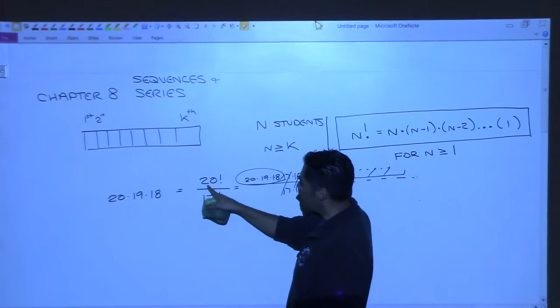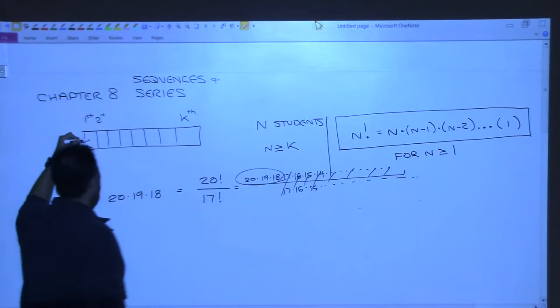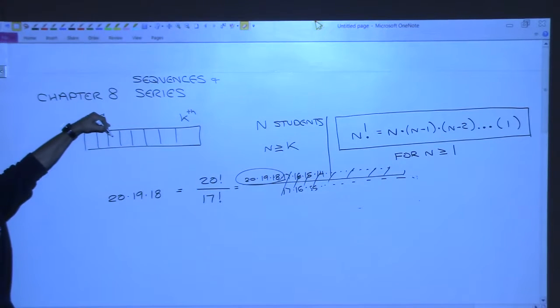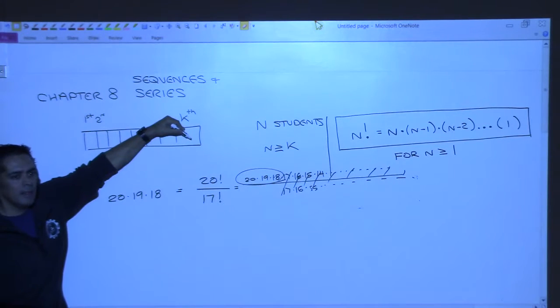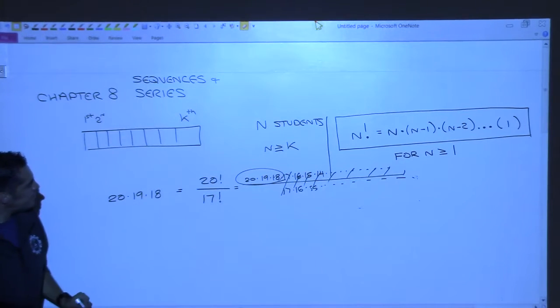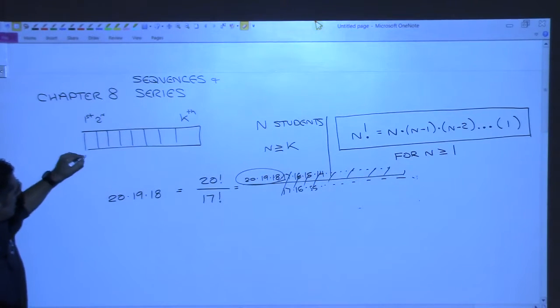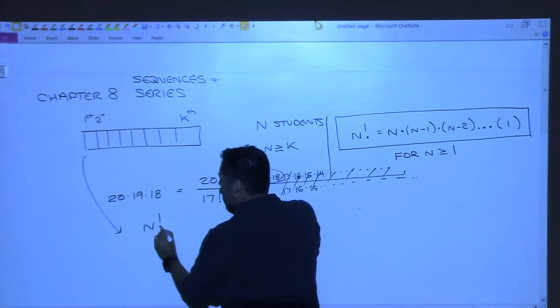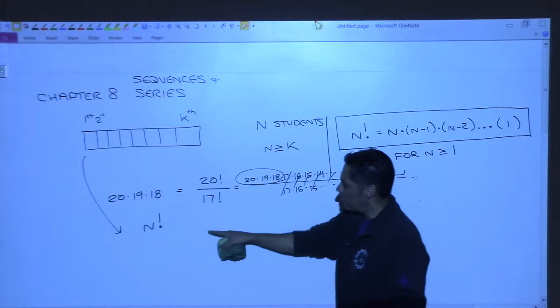Well, just like this, when I go to pick my first one, how many students do I have to choose from here? N of them, right? The next one, n minus 1, n minus 2, n minus 3, all the way down, right? So following this pattern, can you tell me what this would be, the number of ways I could do that? N factorial on top, right? Yeah. Just like this one. But what's on the bottom?